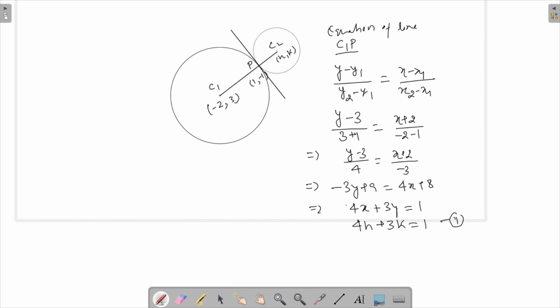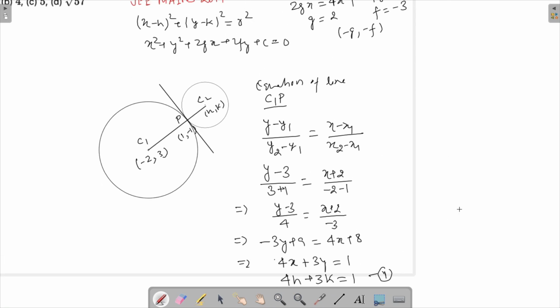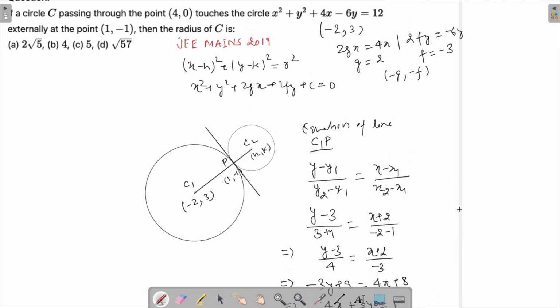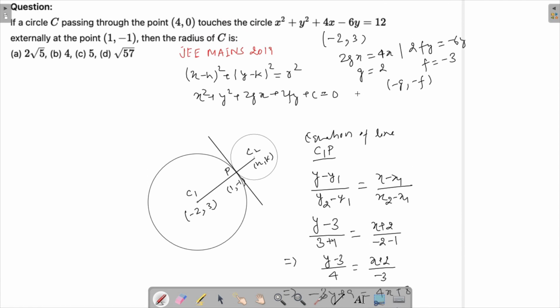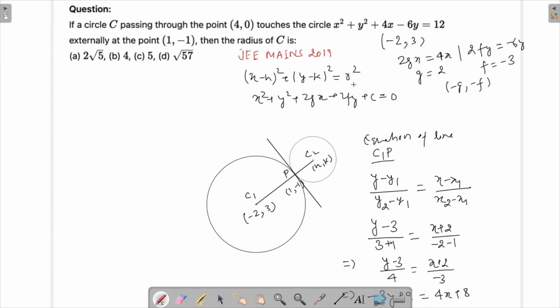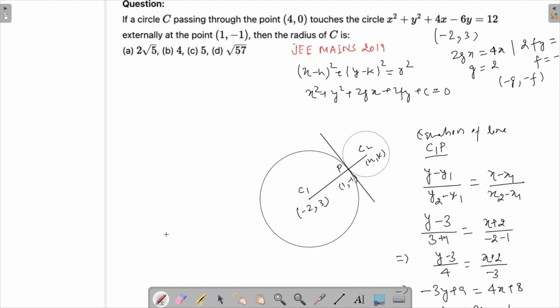Now, how do I find the second equation? And that is where it is tricky, or rather, this is something which you can make use of all the time. The property I'm going to make use of is this: if you have a circle, and there is a chord there, and you drop a perpendicular from the center, then the chord will get bisected, right? This is something we learned in maybe 9th or 10th standard.